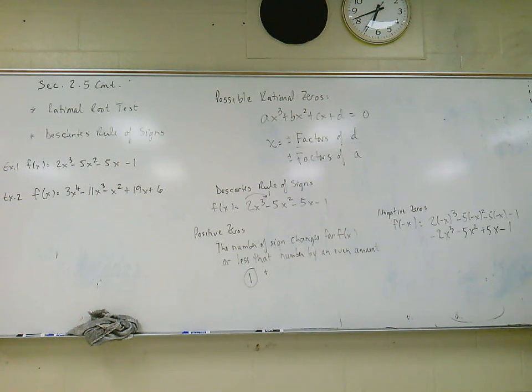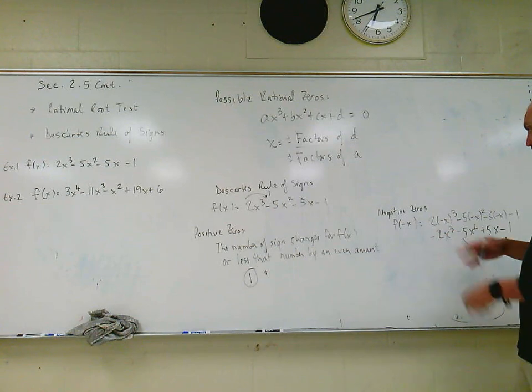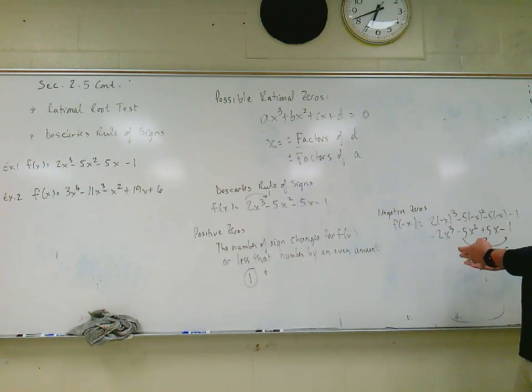More than 1. 2. No sign change, no sign change. Negative to positive is 1, positive to negative is 2. So how many negative zeros are there? You find f of negative x, which is a little awkward. You've got to plug in a negative x.